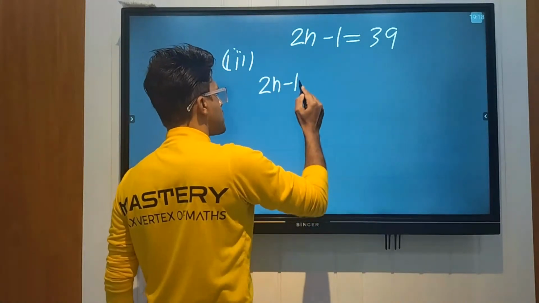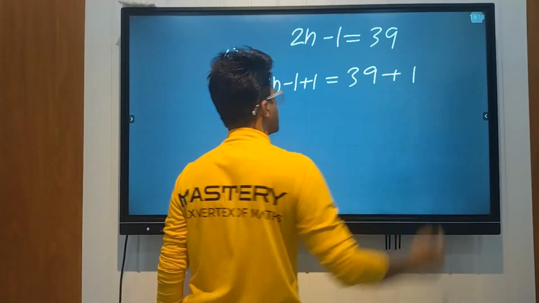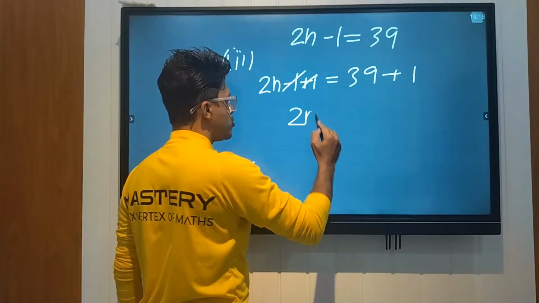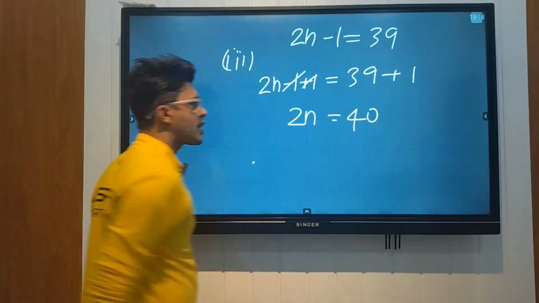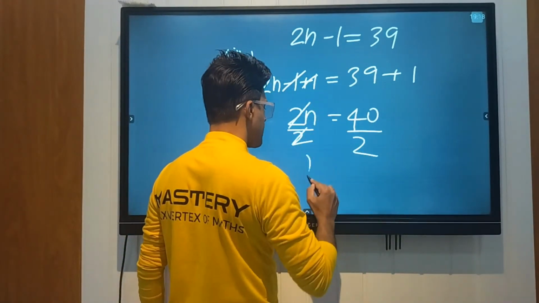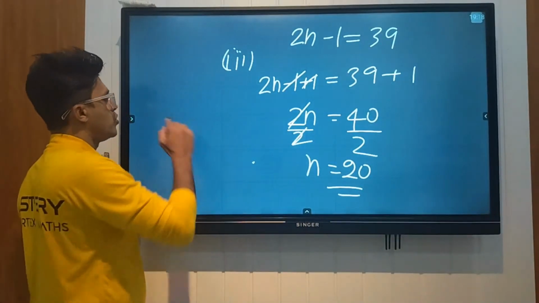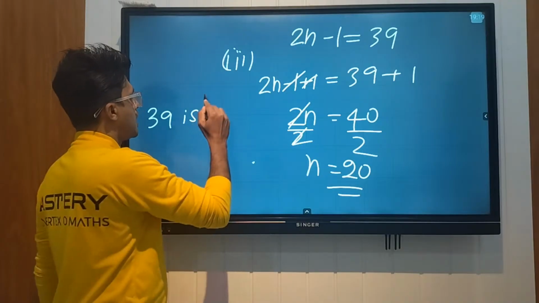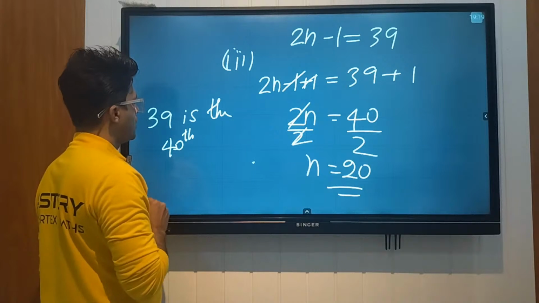Now both sides, add plus 1, 39 plus 1. Now minus 1 and plus 1 cancel out. Then 2n equals 39 plus 1, which is 40. Now both sides can be divided by 2. Now 2 and 2 cancel out. Then 40 upon 2 is 20. So 39 is the 20th odd number.